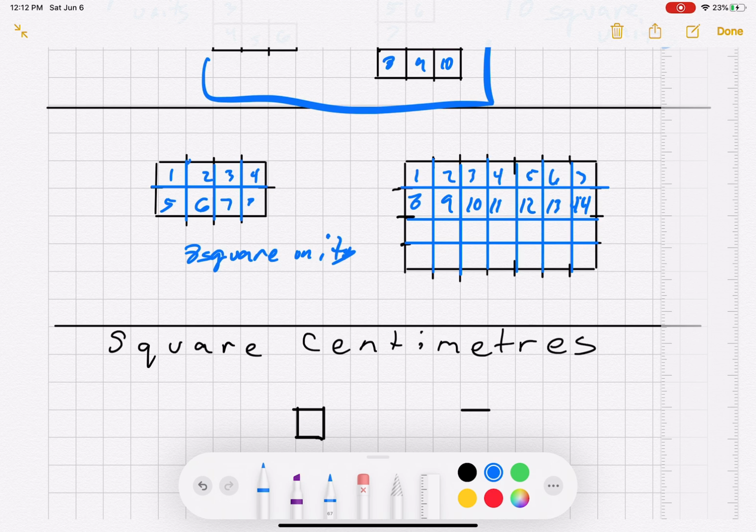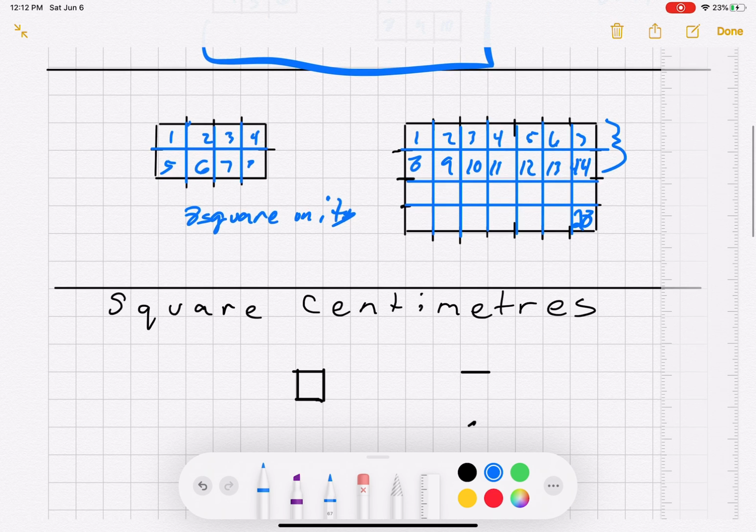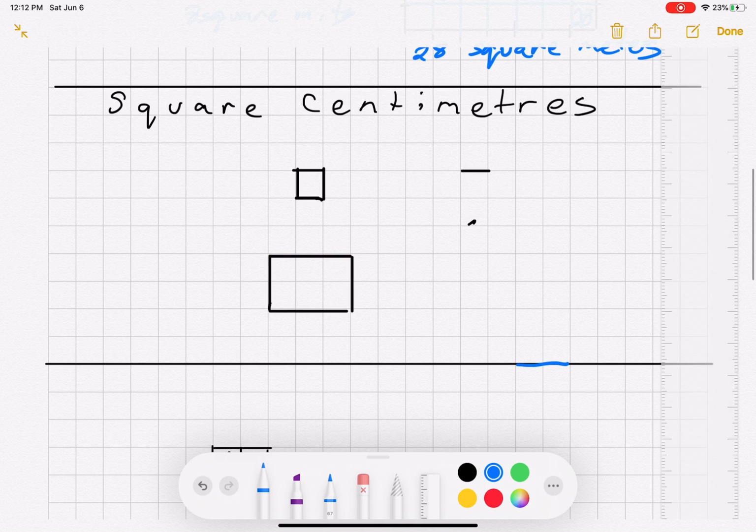Okay, and then if I'm using my mental math, if there's 14 here, there's 14 here. So I know that there's 28. I'm not going to make you count each of those squares if you can use your mental math. And so I would have 28 square meters there. So there's numerous different types of units that we could be measuring with.